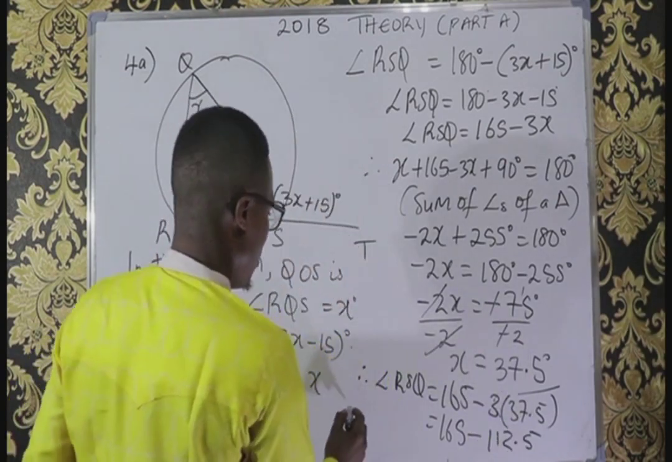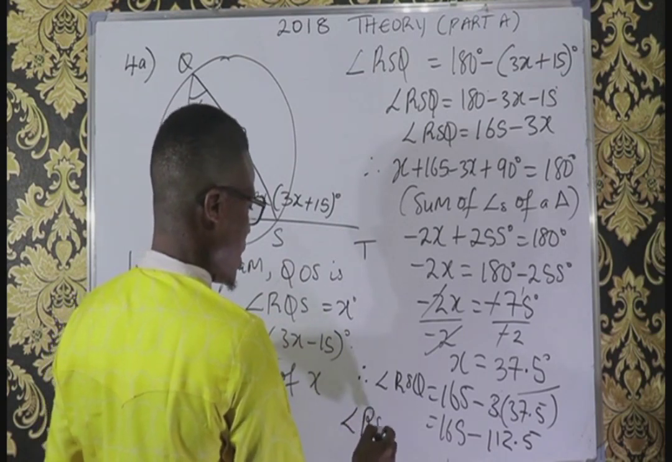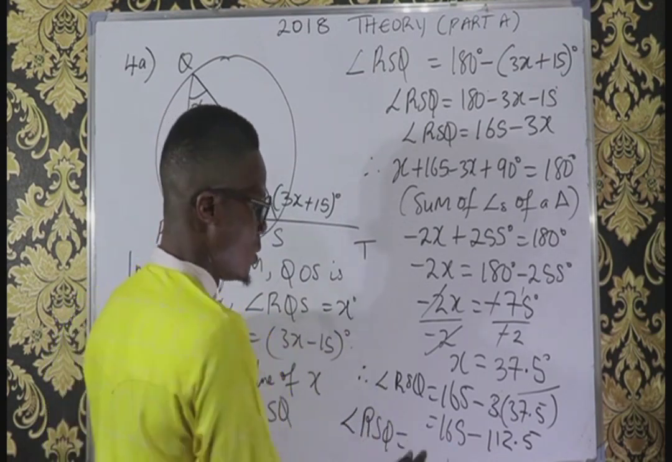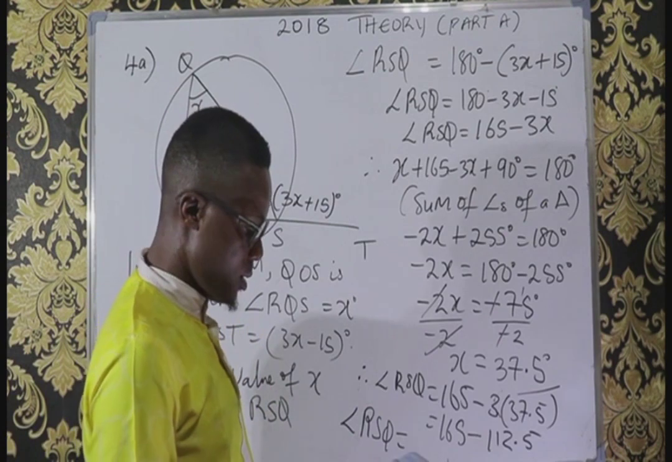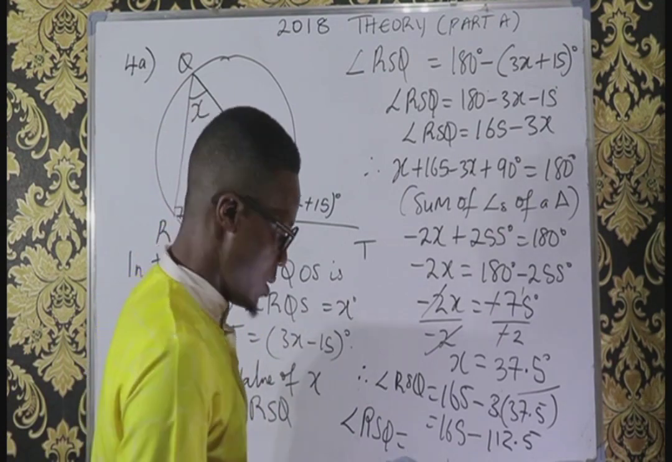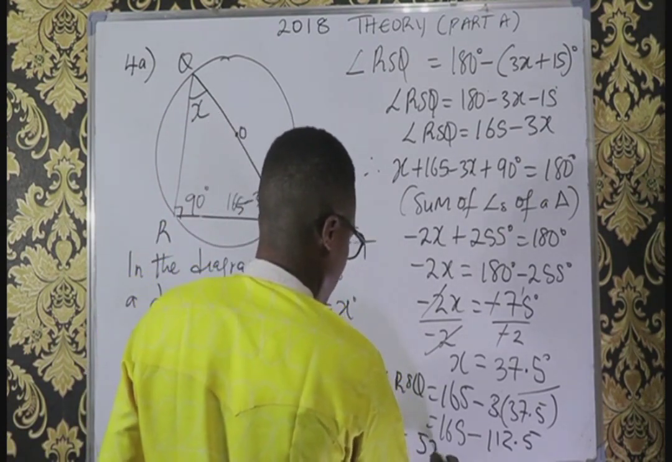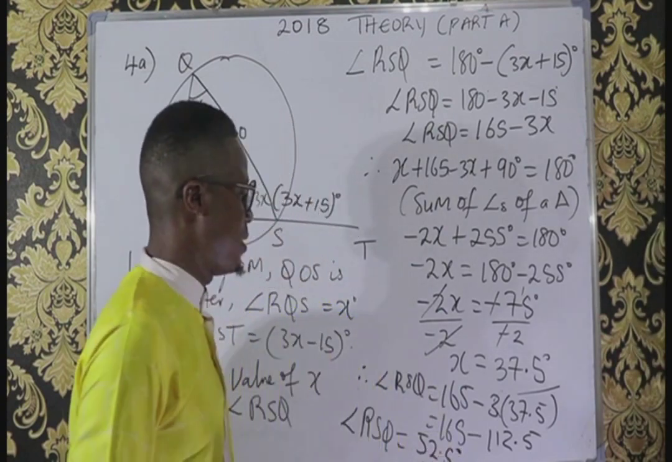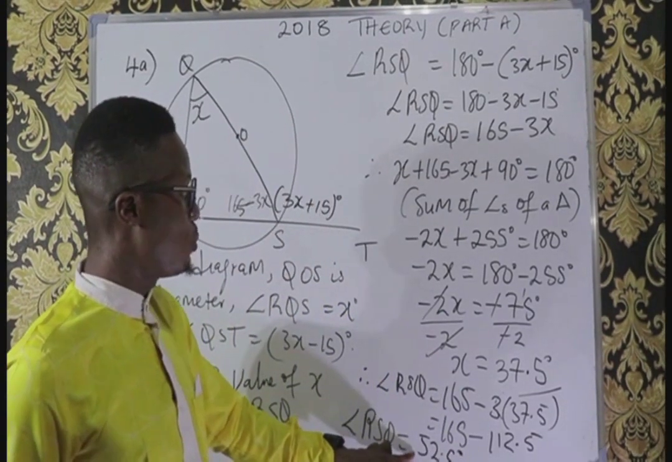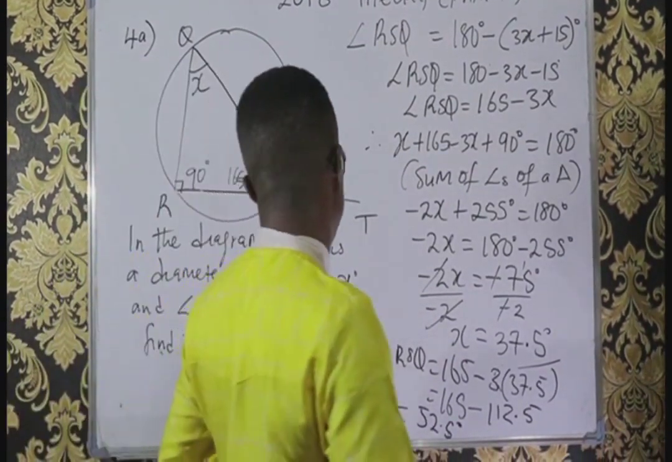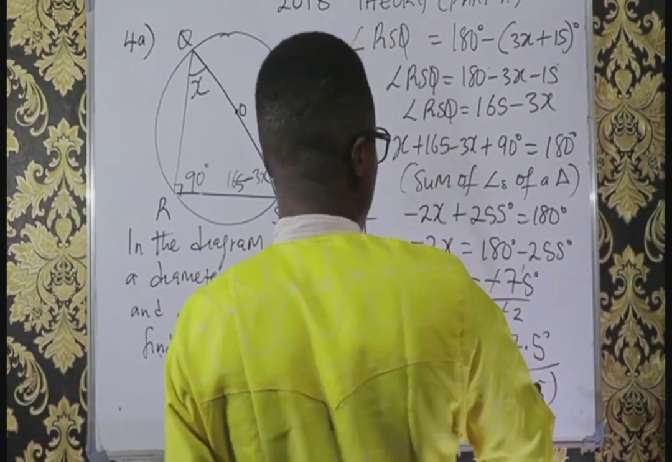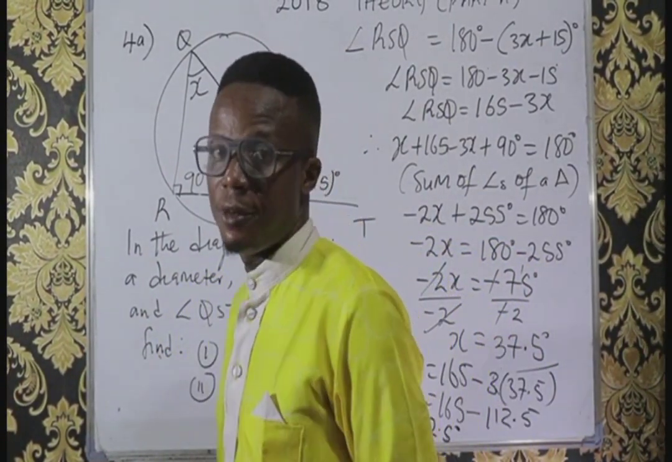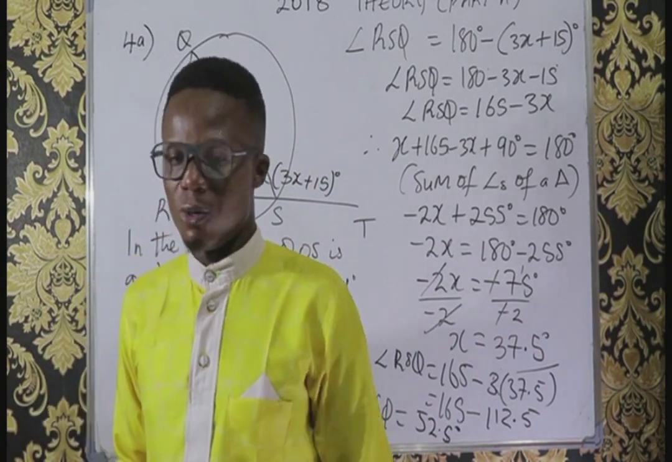112.5. And when we take the subtraction, you shall see that angle RSQ will now be 52.5 degrees, and that is the answer. So the value of angle RSQ is 52.5 degrees, while the value of x is 37.5 degrees. So let's go to another question.